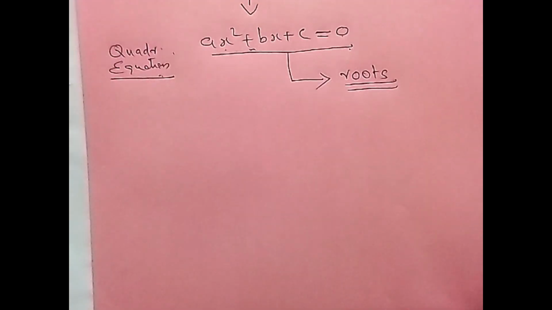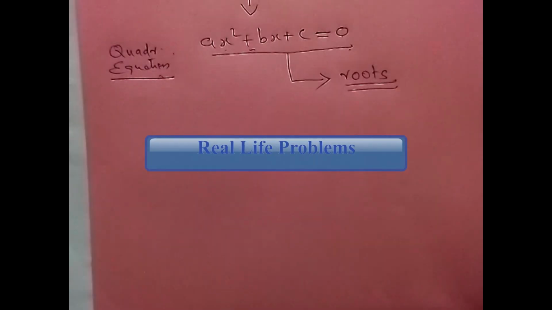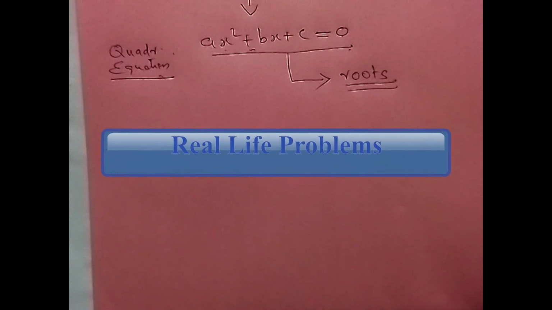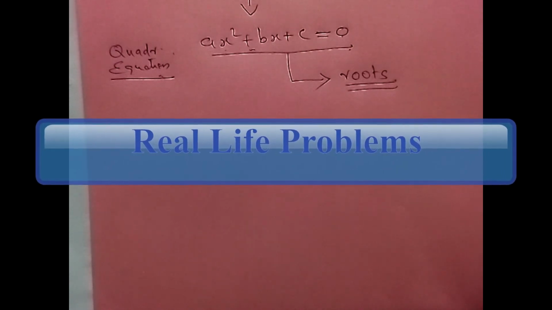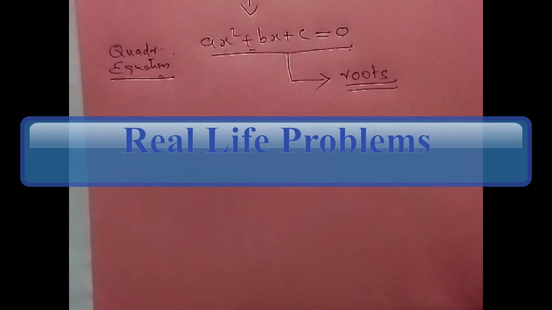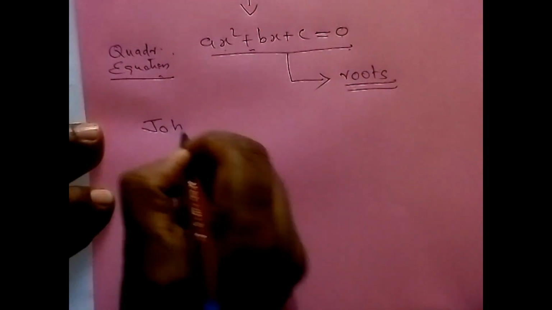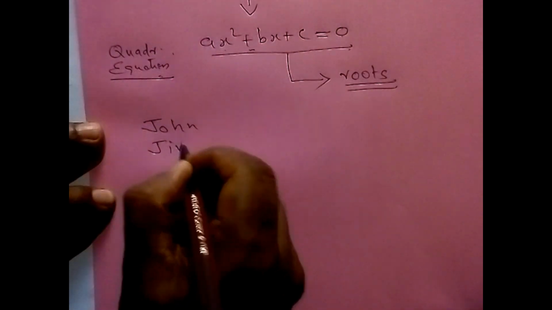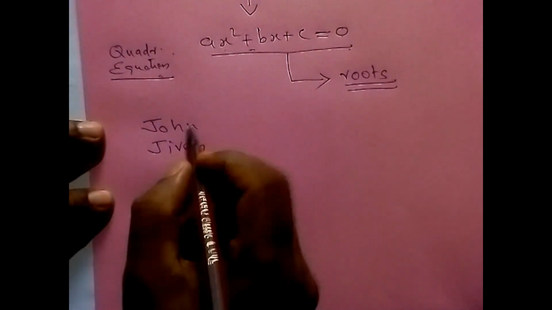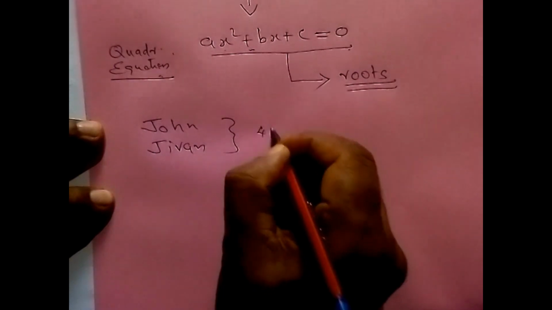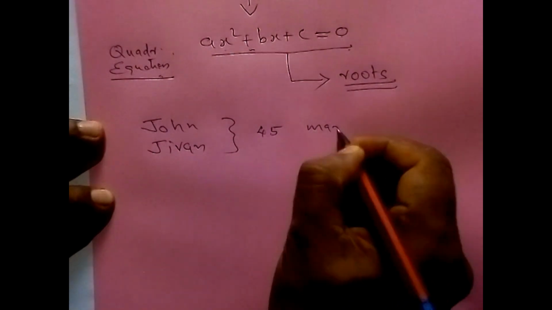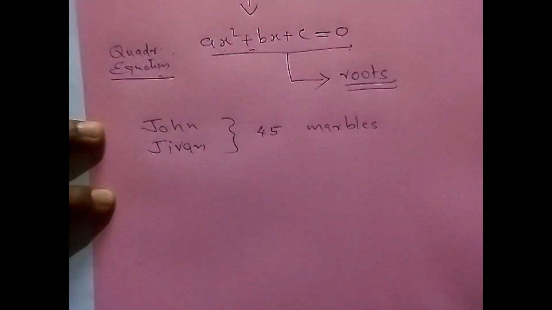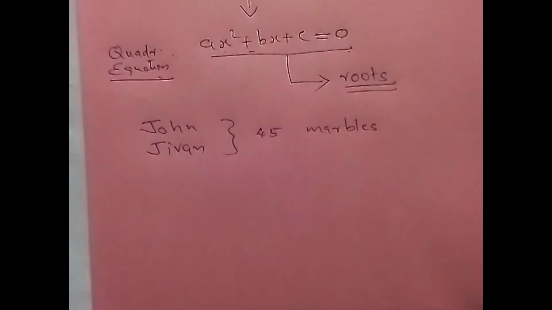Okay, now let us see how a live situation can be converted to a quadratic equation to find the solution for the problem. So let us see how we can convert a real life problem to a quadratic equation. Consider one example. John and Jeevan together have 45 marbles.